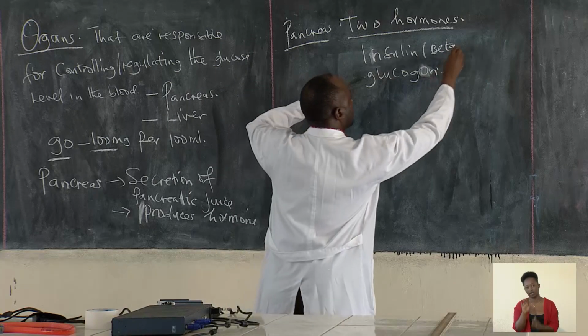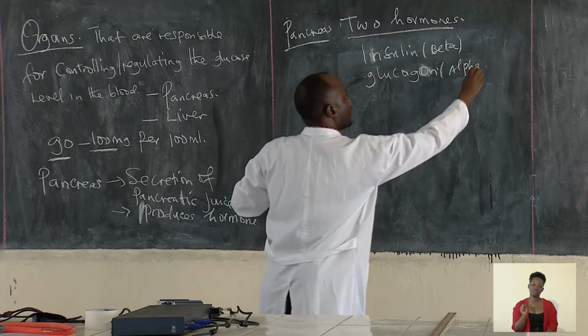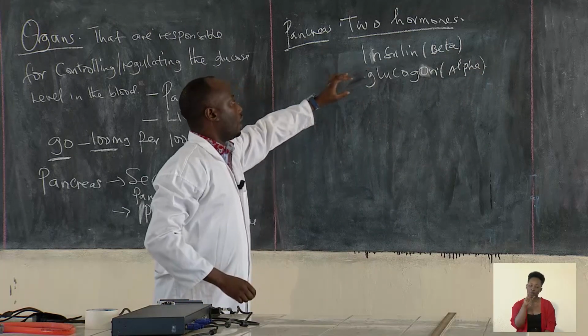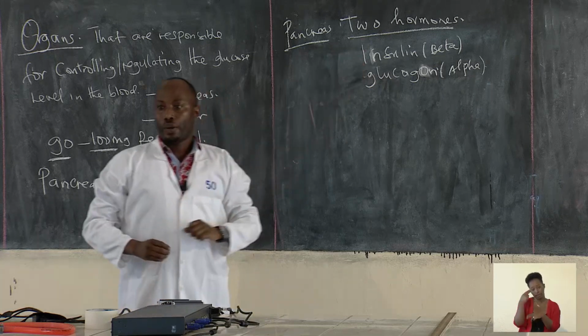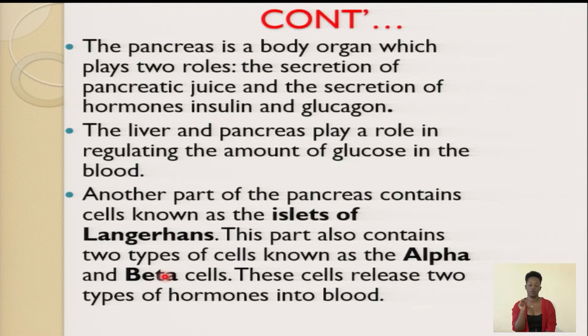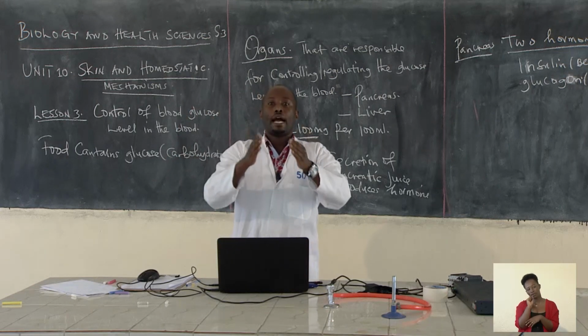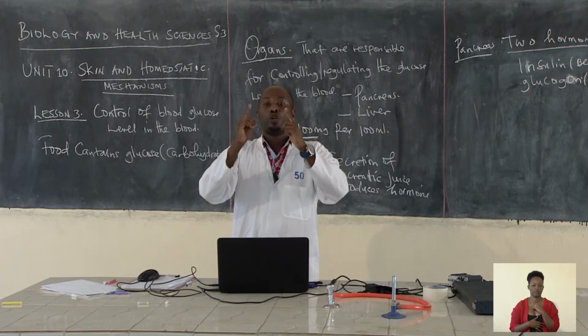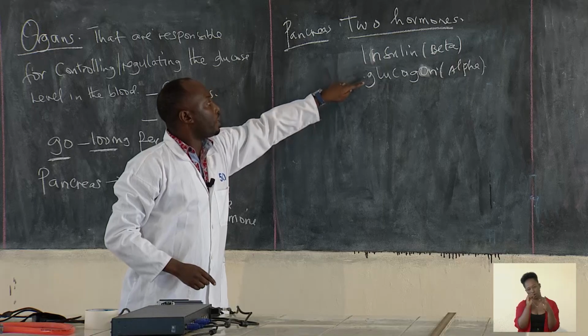Then the alpha cells produce glucagon. Glucagon is a hormone, and insulin is also a hormone. All right? I said these cells release two types of hormones into the blood. The two types of cells found in the islets of Langerhans produce two hormones. One is insulin, another one is glucagon.